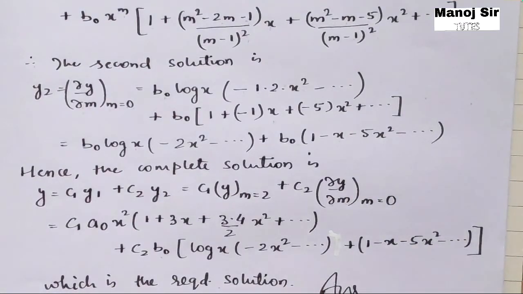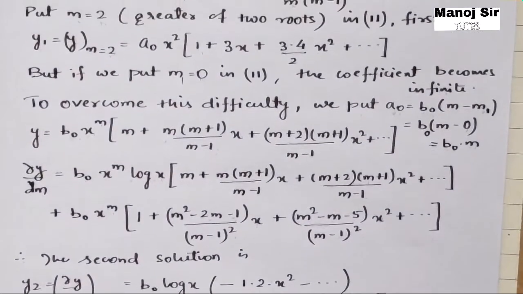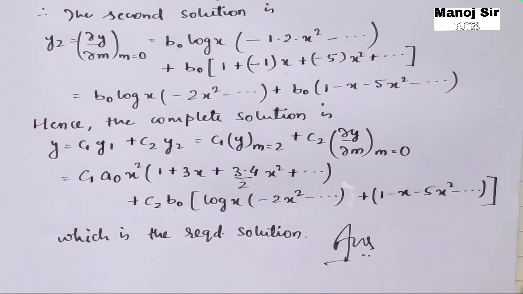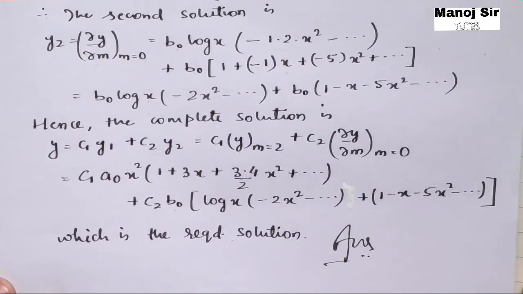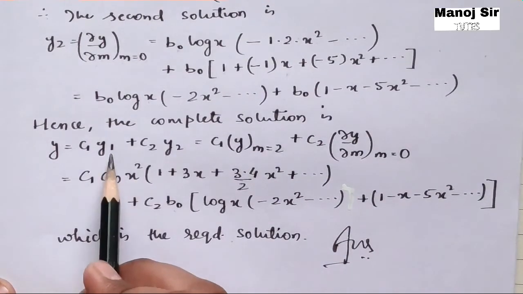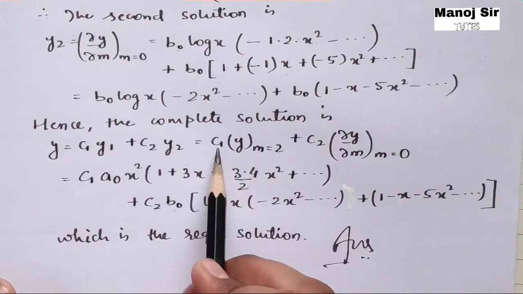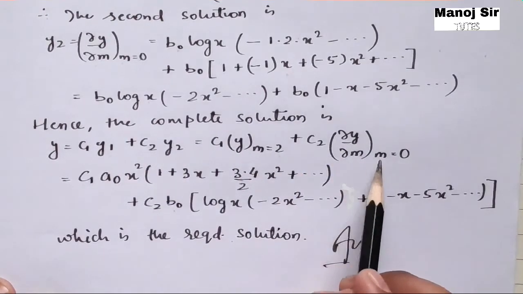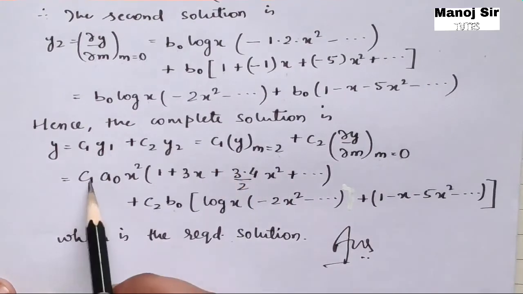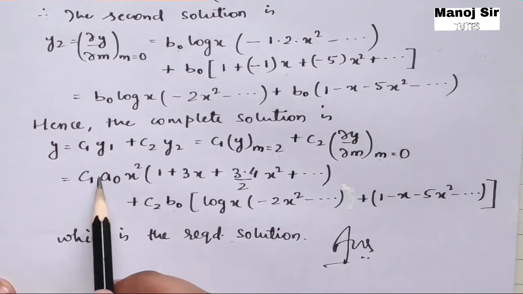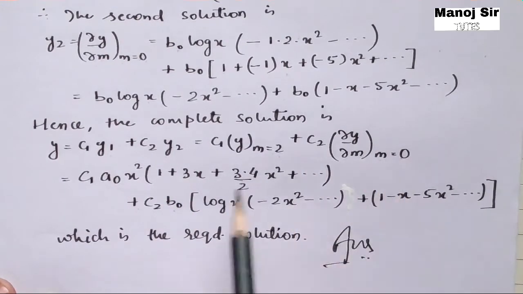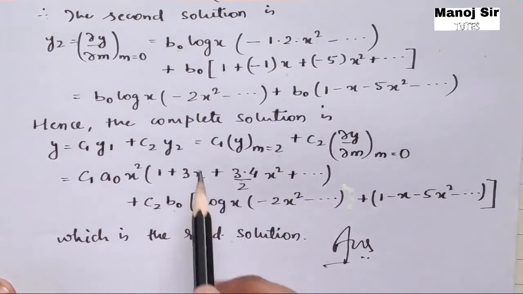Since we have the value of y2 and y1, here we have the value of our y1. So we can write the complete solution. Hence the complete solution is given by y equals c1 into y1 plus c2 into y2. What is y1? y when m equals 2. And what is y2? del y upon del m when m equals 0. y when m equals 2 is this part. Plus c2 into del y upon del m when m equals 0, which is this. So we need to write this.